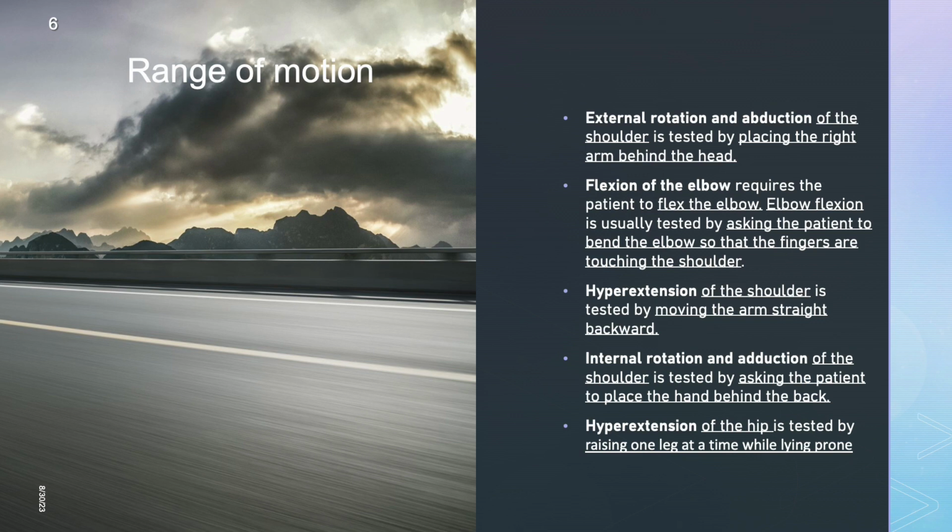All right, so for this slide, we need to understand what it is that we have to bend in order to articulate an action of external rotation and abduction, of flexion of the elbow, of hyperextension. So I need for you to be able to explain to me what hyperextension looks like. For example, if the shoulder is moving the arm straight backward, we're going to be checking for hyperextension. So I need you to be able to match those up in your head so that when we have to do these types of tests, we can tell them which way they need to move and move ourselves into that position so they can just mimic that.